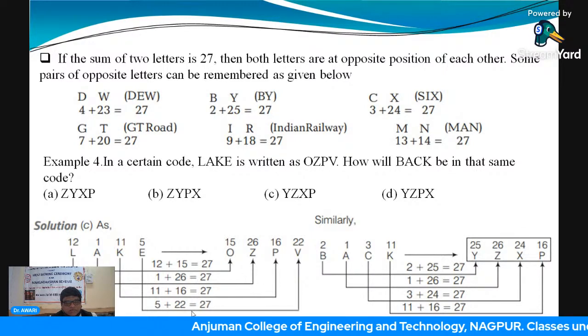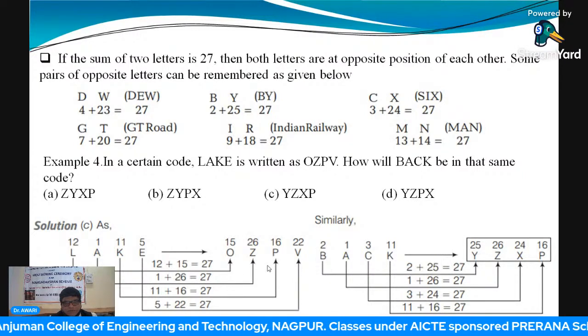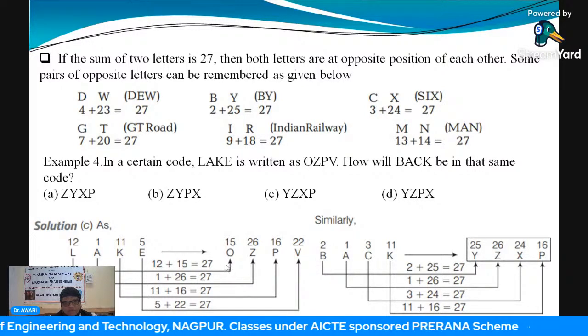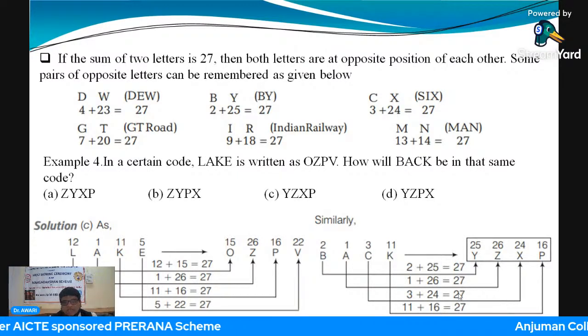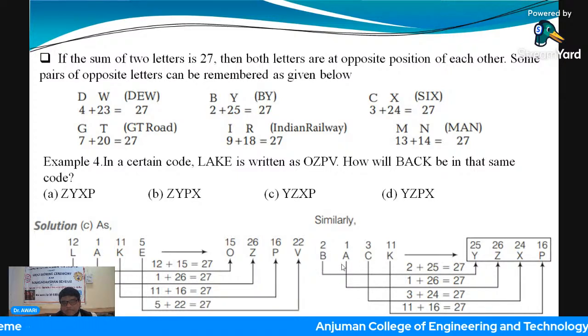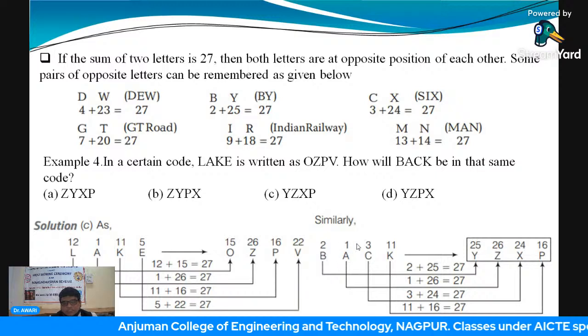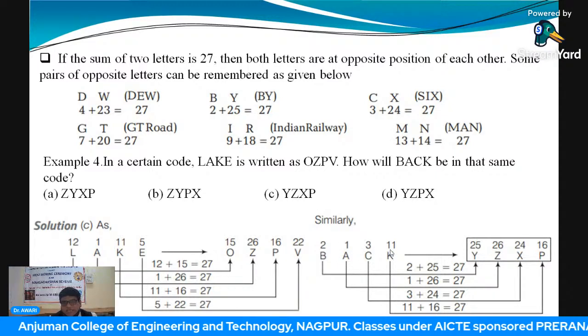5 plus 22 is 27, which means that the difference between these alphabets, if you plot it on the number line, the 27 is being maintained. So here also we have to maintain the 27. The position of BACK is being given: B position is 2, A position is 1, C position is 3, and K is 11.